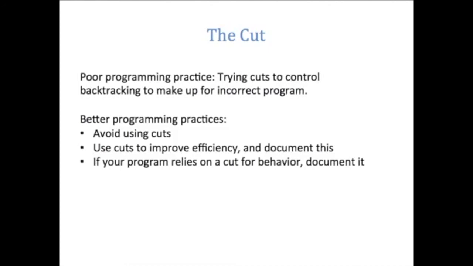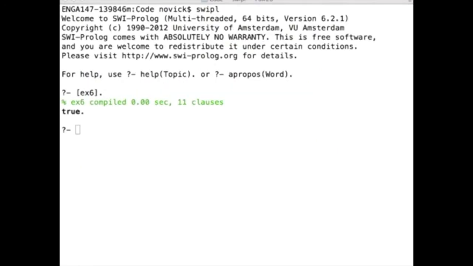So, a couple programming tips about the cut. First, a poor programming practice is you don't understand what's going on, and you try to fix it by just inserting cuts in there to control backtracking. Just trying out cuts to control backtracking to make up for incorrect programming is clearly a poor programming practice. What are better programming practices? Well, first, avoid using cuts in general, unless you're really clear what you're doing. Use cuts to improve efficiency and document it. And if your program does rely on a cut for behavior, in other words, you've got a red cut, document that.